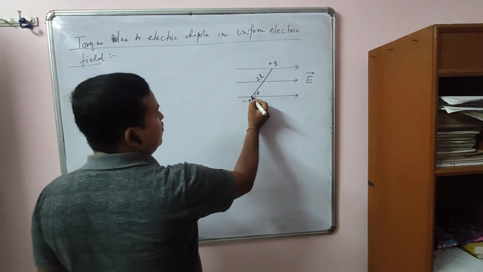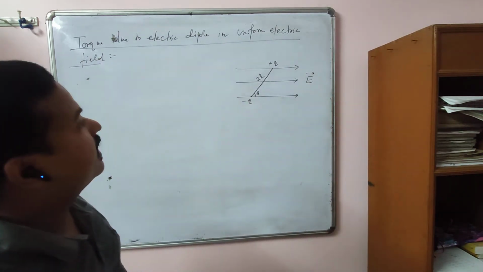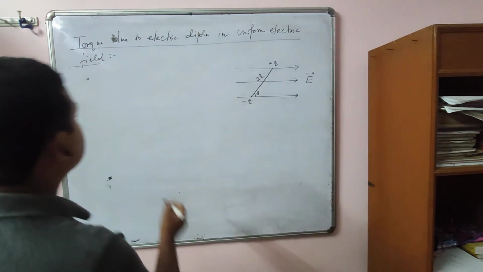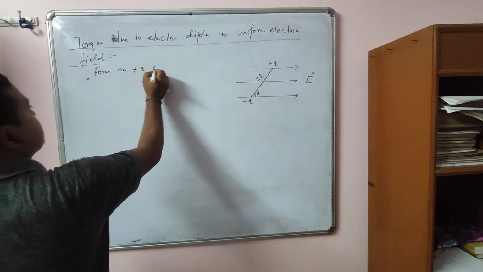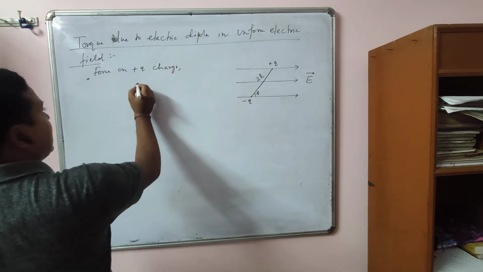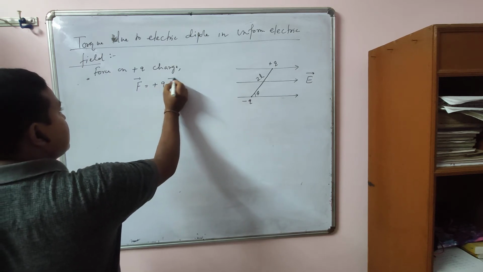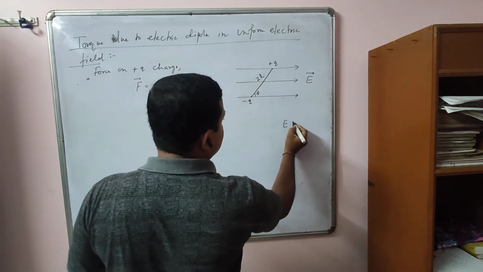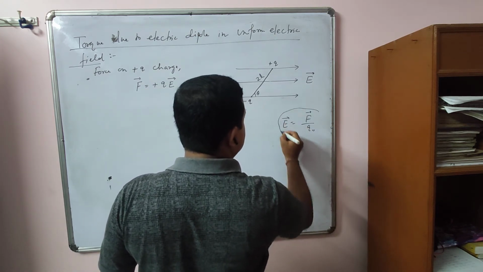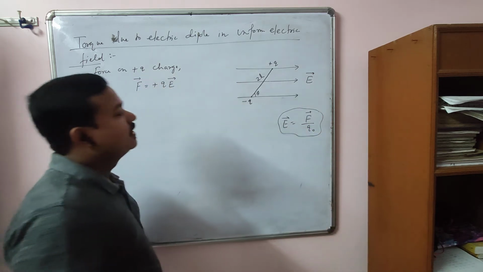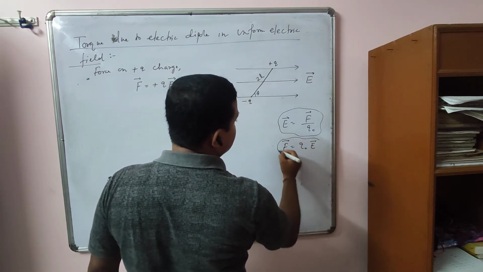So you have to find out the force on these two charges due to the electric field. Then you can easily find out the torque. So force on plus q charge. F will be what? It is plus qE. Because you know the expression of electric field, I have already given you. E is equal to F by q naught. So this is the expression of electric field. From here F is equal to q into E. This is the expression of force.